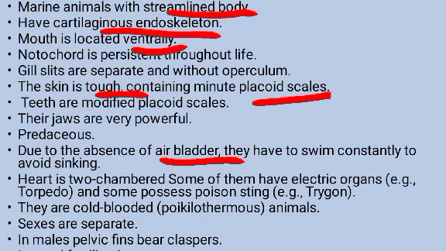Then the heart is two chambered, one atrium and one ventricle, or one auricle and one ventricle is present. So here the impure blood or deoxygenated blood will be circulated through these heart chambers.